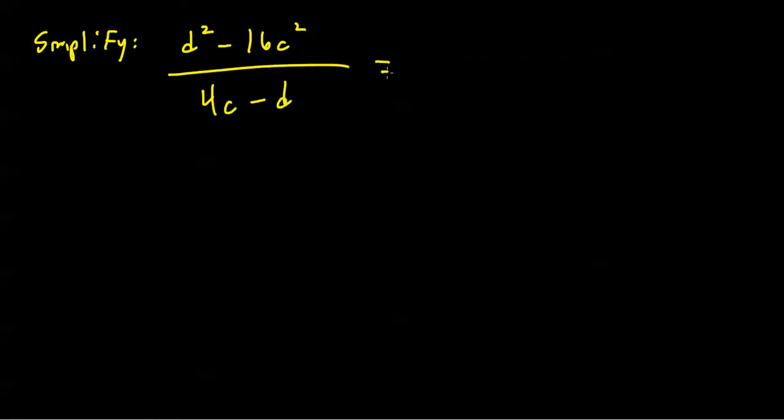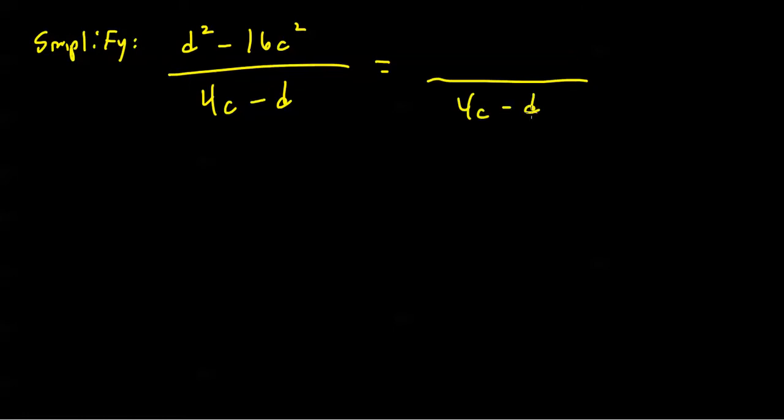Simplify. D squared minus 16c squared over 4c minus d. Alright, we want to completely factor first. The denominator is prime, is it not? So I'm just going to rewrite it in my first step.